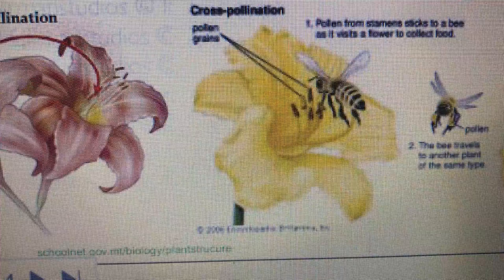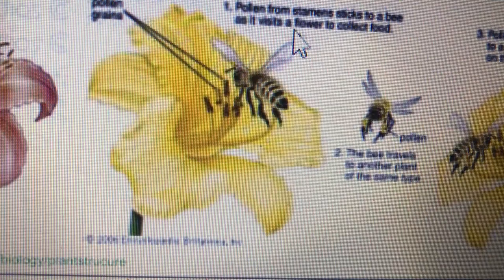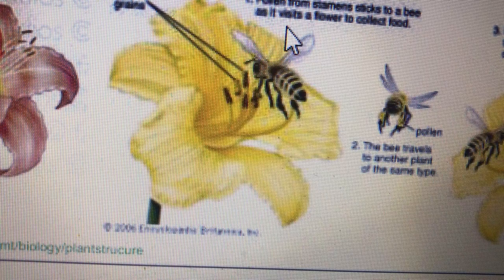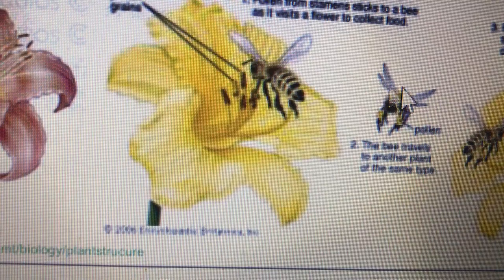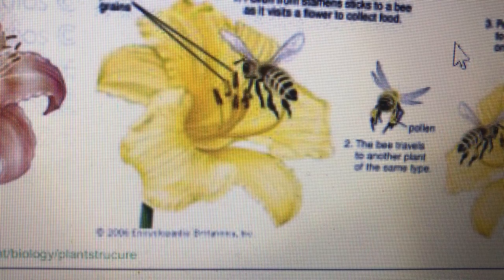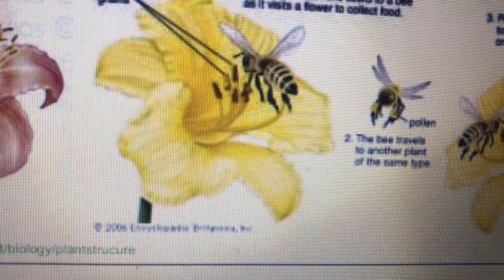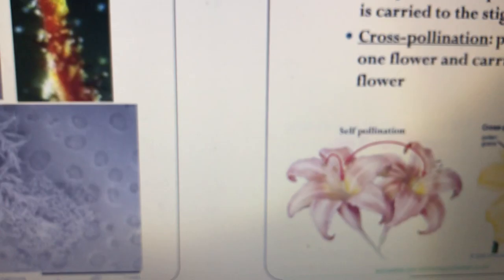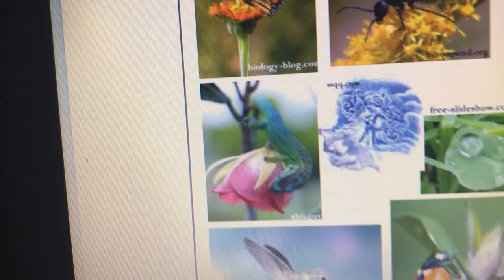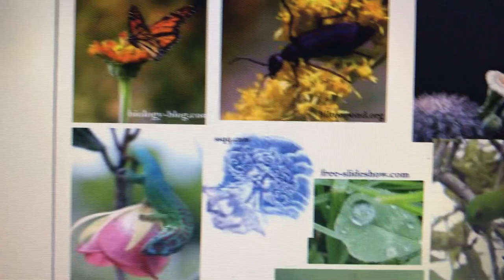So how this is done is the pollen from the stamens sticks to a bee as it visits a flower to collect food. Okay, so as the bee carries the pollen, the bee travels to another plant of the same type, and then the pollen on the bee sticks to a pistil of a flower on the other plant, and you have cross-pollination. Okay, and these are pollinators. We have various insects, butterflies, bats, ladybugs, birds. It's really beautiful, really interesting.